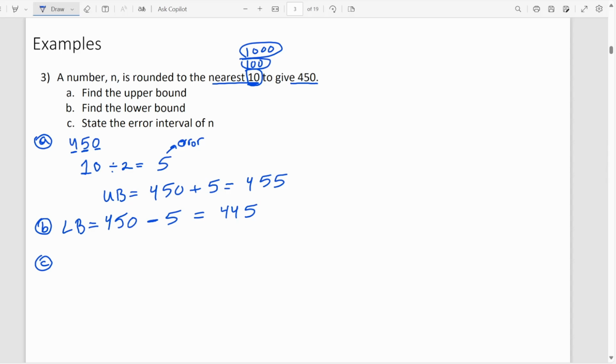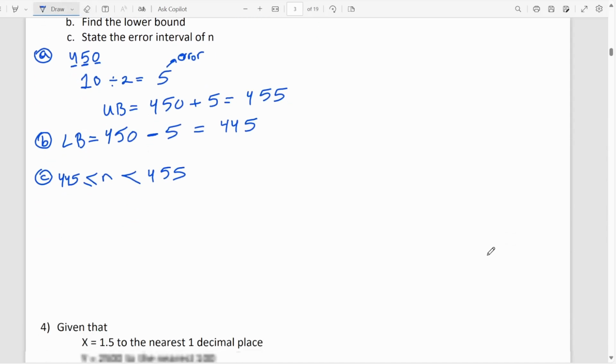And finally, state the error interval. The error interval is basically n, which is going to be between the upper bound 455 and the lower bound 445. Okay, don't forget your equal right here. There is an equal here, there isn't an equal here. Okay, we explained why this is the case earlier. This looks like an equal. I'm going to delete this. Okay, moving on to the next example.